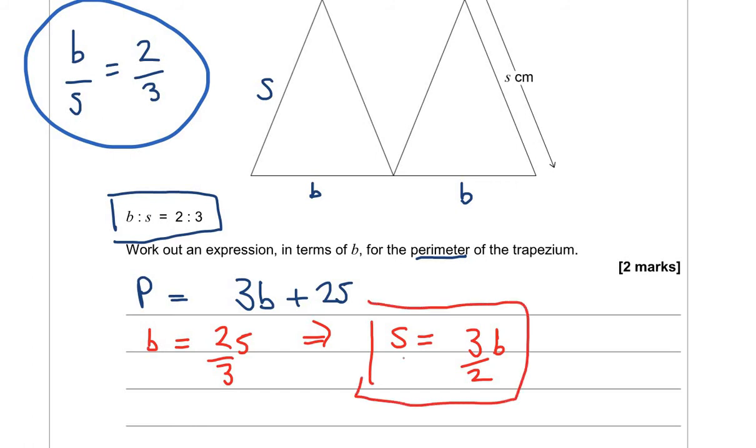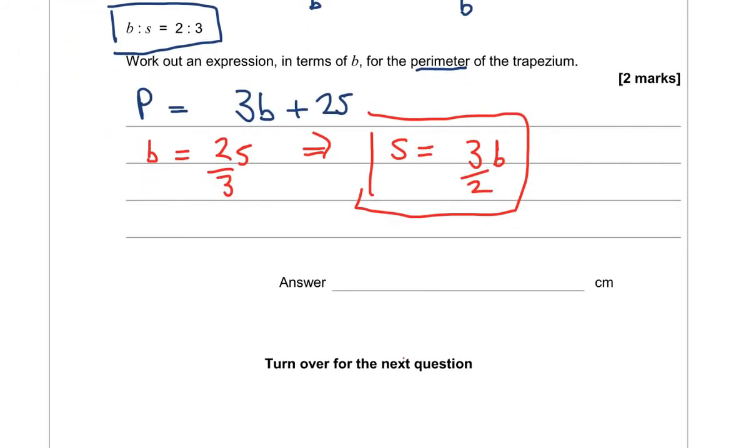Right, so now we've got an expression for s, we can plug this back into our perimeter. So p equals 3b plus 2s, but s is now 3 over 2b. And 2 times 3 over 2 is 3, so we have 6b here.